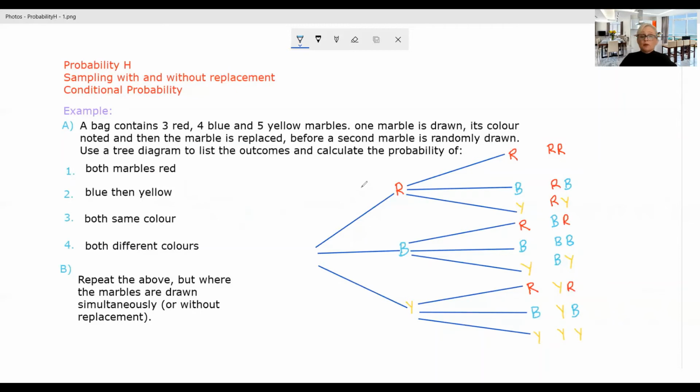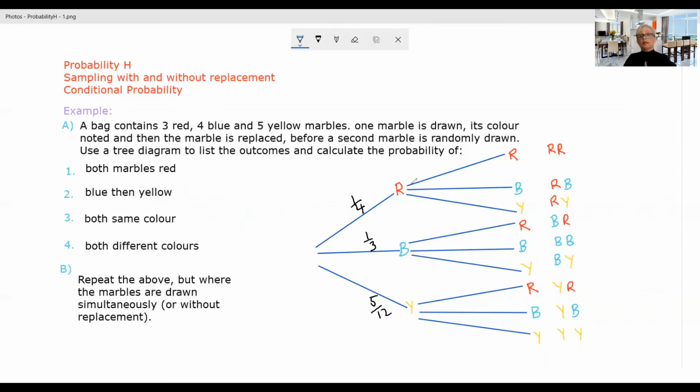Okay, now our probabilities the first time round are still going to be: you've got 3 reds out of 12, so it's a quarter. You've got 4 blues out of 12, so that's a third. And you've got 5 yellows out of 12, so it's a 5/12 chance of getting a yellow one.